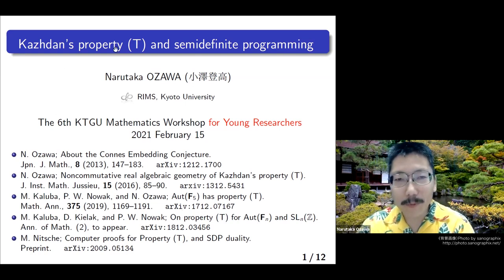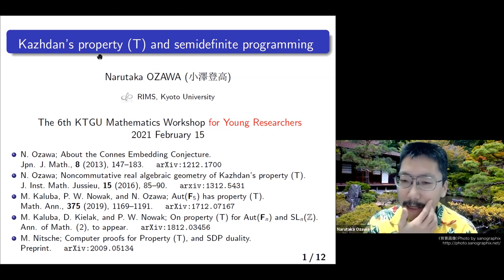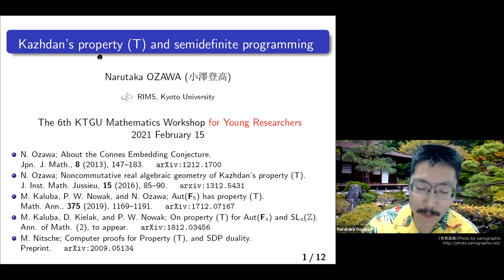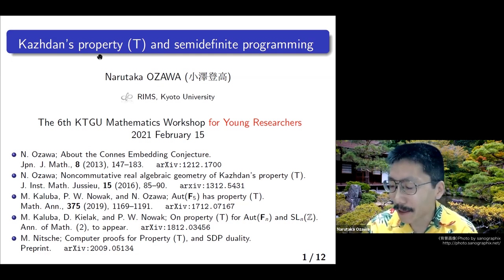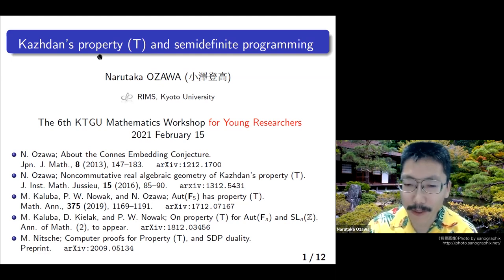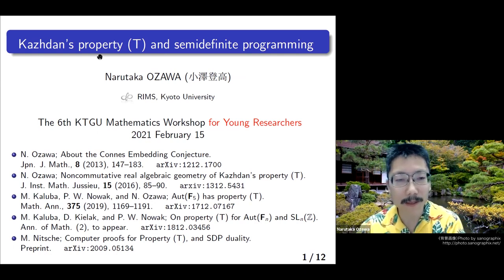Okay, Kazhdan's property T is one of the most important properties in the analytic side of group theory. And it has a bunch of applications from pure mathematics to applied mathematics, including computer sciences, industrial mathematics, etc.